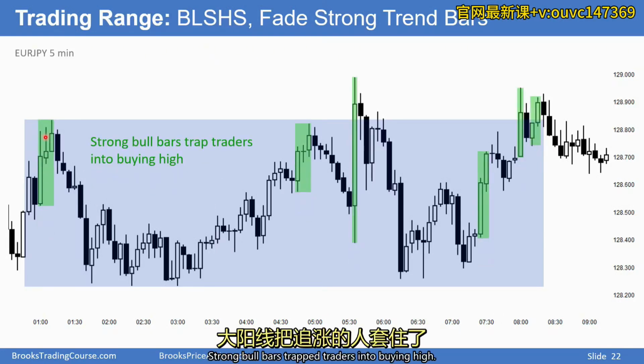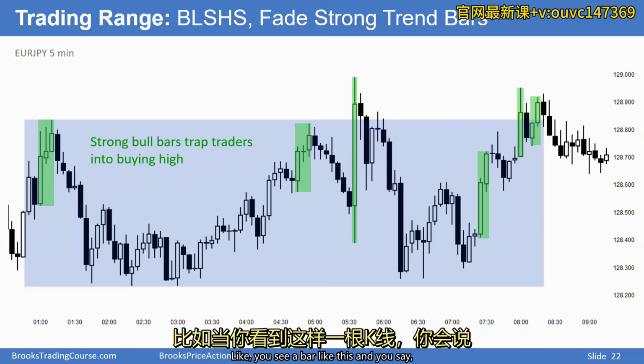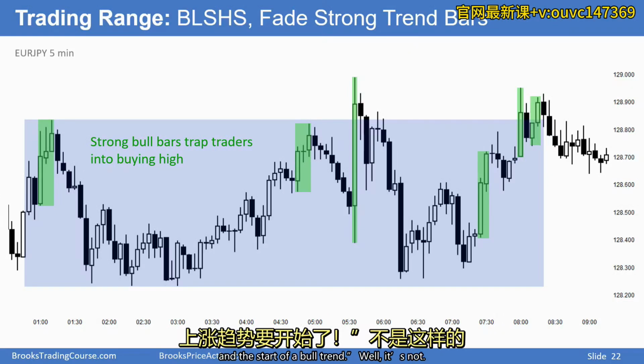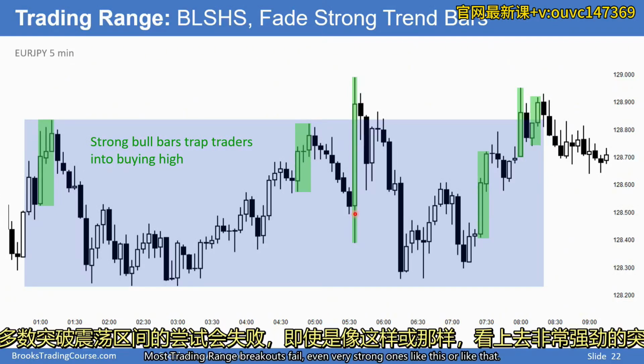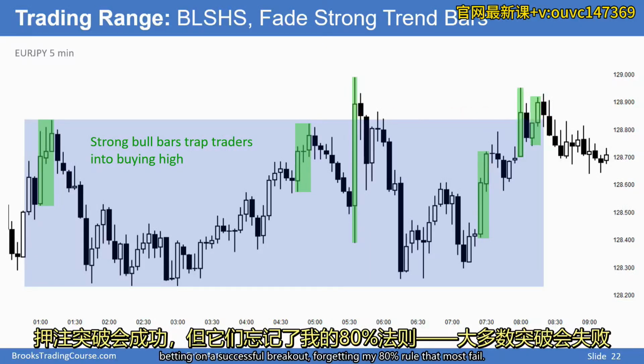Strong bull bars trap traders into buying high. Bulls are hopeful. You see a bar like this, you say, oh wow, this is clearly going to be the end of the trading range and the start of a bull trend. Well, it's not. Most trading range breakouts fail, even very strong ones like this or like that. Beginners tend to buy these bull closes, betting on a successful breakout, forgetting my 80% rule that most fail.